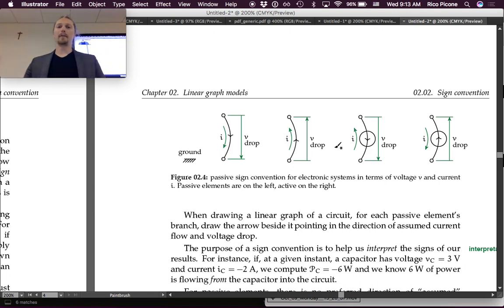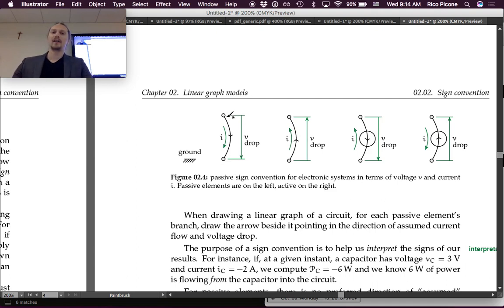So across some element, passive elements don't have the circle. Active elements or sources have the circle around them, right? So on the left we have two passive elements, and we're showing the two possible configurations.